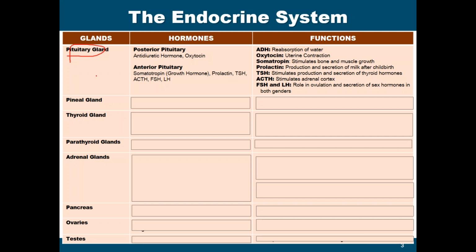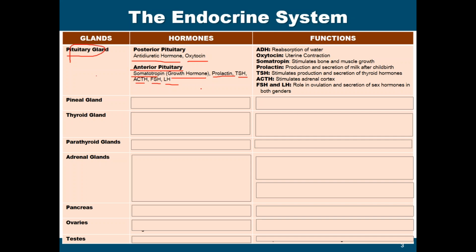In the posterior pituitary gland, you could find the production of antidiuretic hormone, and also oxytocin. For the anterior pituitary gland, you have the somatotropin, or the growth hormone, prolactin, TSH, ACTH, FSH, and LH, which are all what we call the stimulating hormones, as I have said, to stimulate the other glands of the body to produce the hormones.